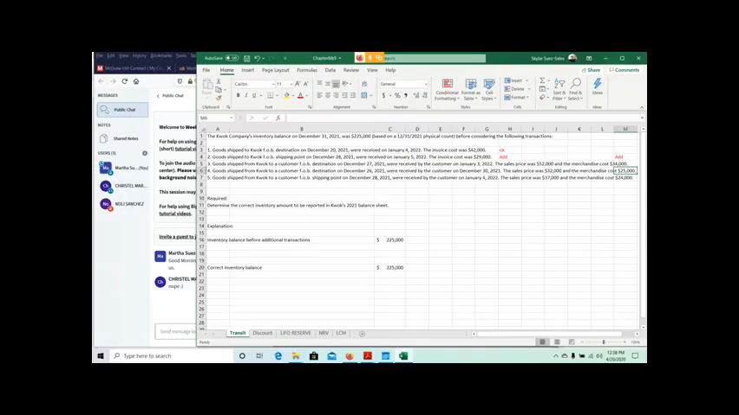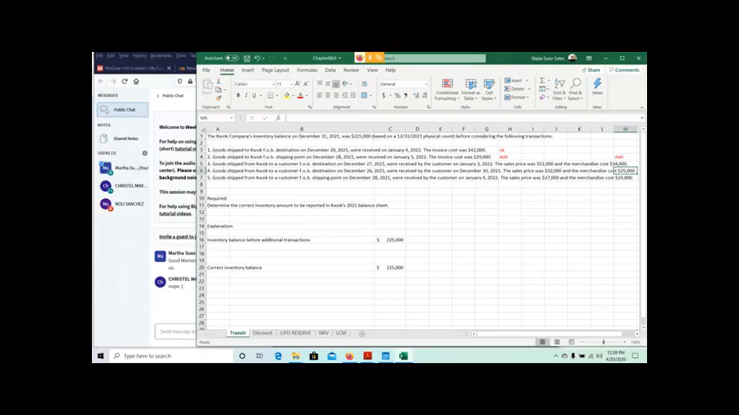For number four, goods shipped from Quark to the customer FOB destination. Am I reading this right? Why am I getting confused? So Quark is the seller, right? FOB destination. Oh, I see. Actually the customer received it on December 30th, and that's why it's properly not included in their inventory.